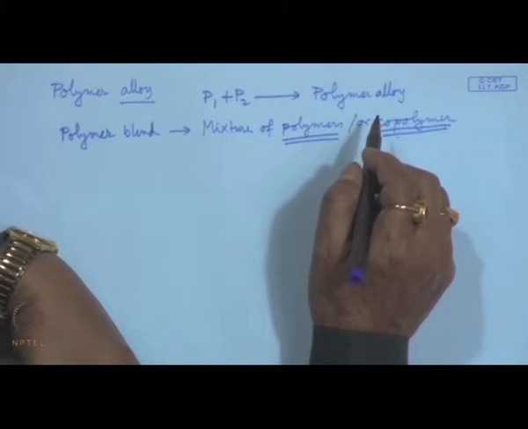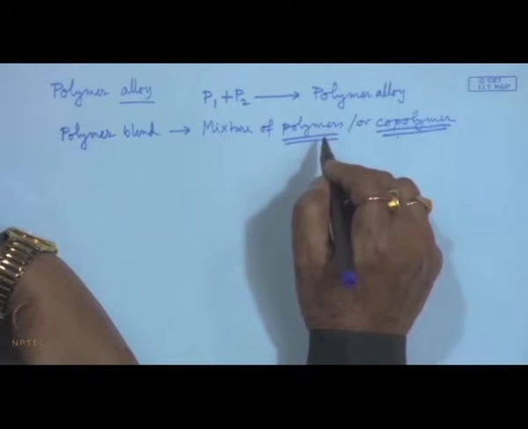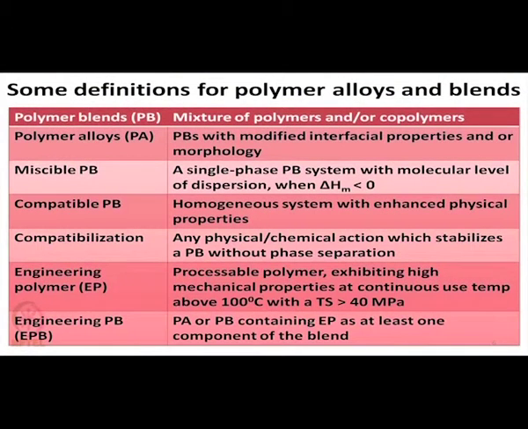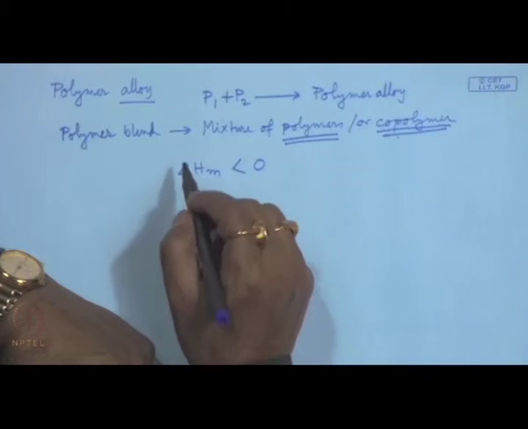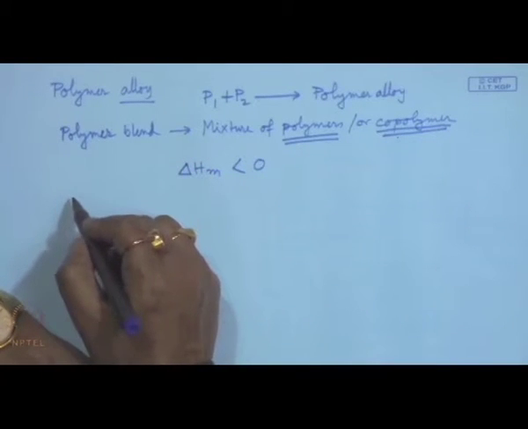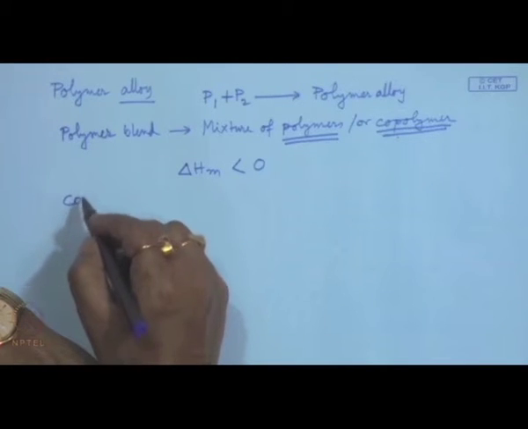Then what is a miscible PB, miscible polyblend? It is a single phase polyblend system. It is supposed to be a single phase polyblend system at the molecular level of dispersion of one polymer in the other, and it must fulfill the thermodynamic criteria, that is, the heat of mixing of the two polymers should be negative. When delta H of mixing of the two polymers is negative. Then another terminology we come across is compatible polyblend.